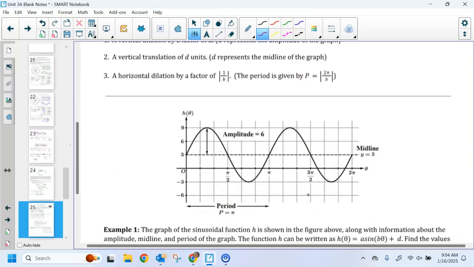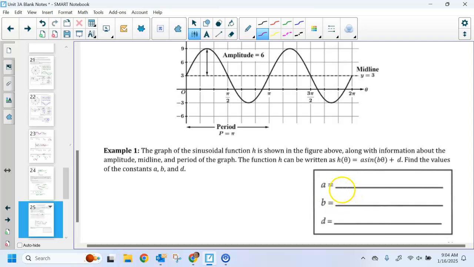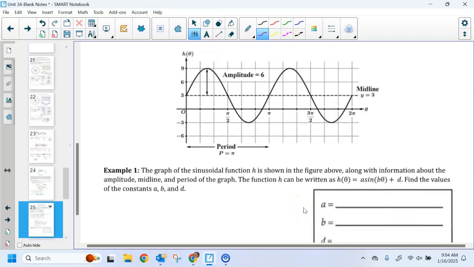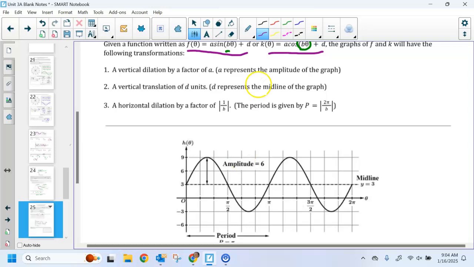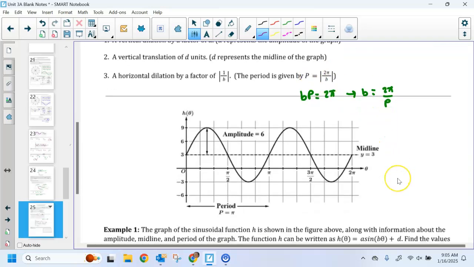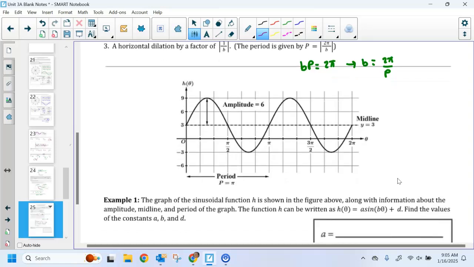Okay? So let's take a look at a graph. Do you see how we have A, B, and D? A is amplitude, D is midline, and B is 2 pi over period. And let me go back here. Notice that I have this equation, P equals 2 pi over B. If I cross multiplied by B, I would get BP equals 2 pi, and then divide by P, and I get B equals 2 pi over period. So I can say that P is 2 pi over B and that B is 2 pi over period. Both equations work.